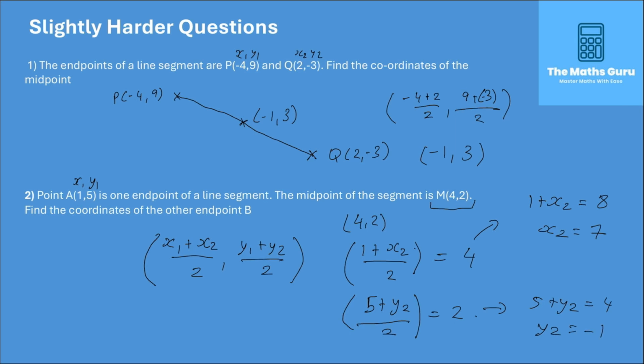So our endpoint B is equal to (7, -1). So if we were to draw this out, it would be something like A would be here and B would be here, and it would be a negative line like that. And our midpoint, as I said, was (4, 2), right in the middle of them two right there.